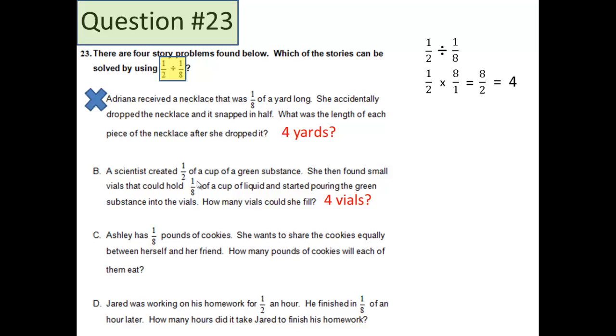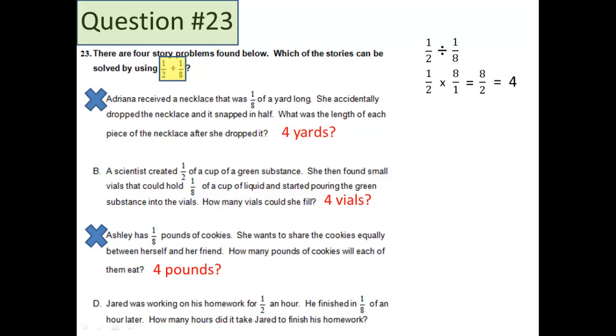Let's read letter C. Ashley has 1/8 pounds of cookies. She wants to share the cookies equally between herself and her friend. How many pounds of cookies will each of them eat? Will they each eat 4 pounds of cookies? Because we're looking for an answer that says 4. No, man, that's crazy. She started off with less than a pound. That's just like letter A. 4 pounds of cookies, you'll have diarrhea for a month. No, that's wrong. Now let's go to letter D.